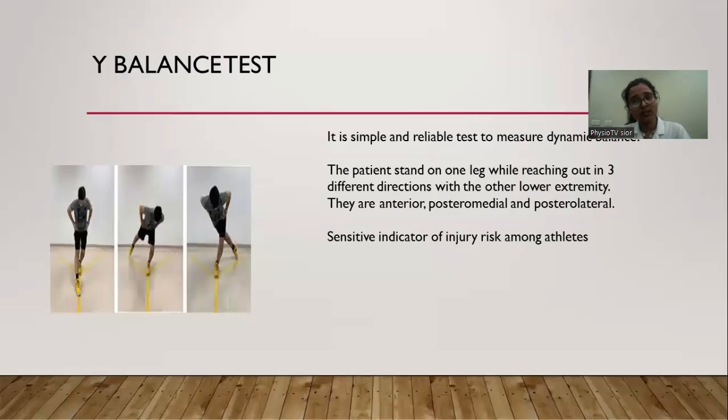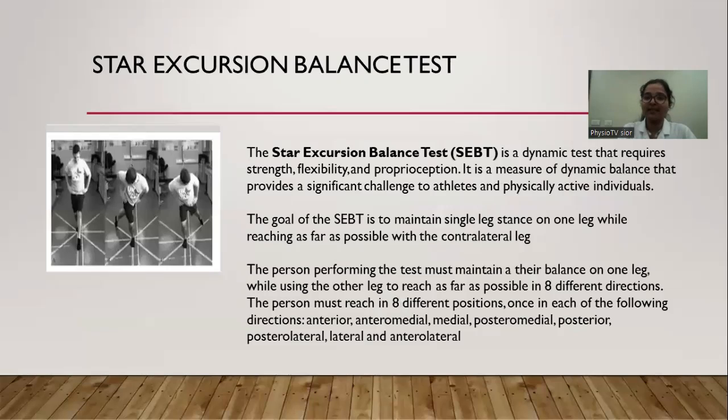So there is no use of the upper extremity, only directional change and reaching maximally with the foot according to the tape. Wherever the person touches the tape, that point is marked and measured, and then compared to the normative reference value. This is one of the tests that is widely used in the population we spoke about. Next, we have the star excursion balance test.